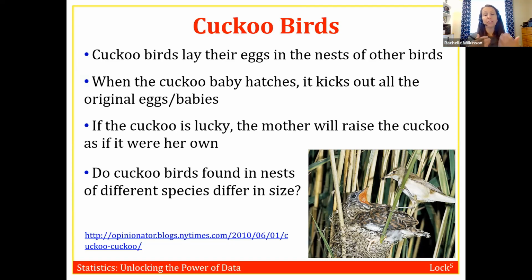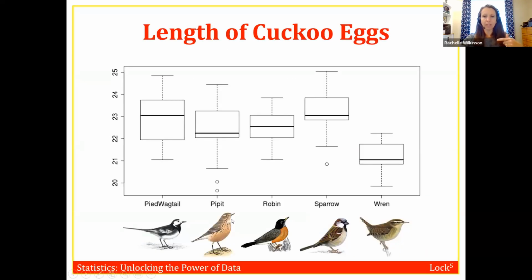So what these researchers did is they went and found a bunch of cuckoo bird eggs in these different species of birds' nests, and they measured the size, and they wanted to see if the sizes differed depending on the species of nest that it was found in. Hopefully that made sense. So they had 5 different species of nests that they found these cuckoo bird eggs in, and here is a box plot of their results.